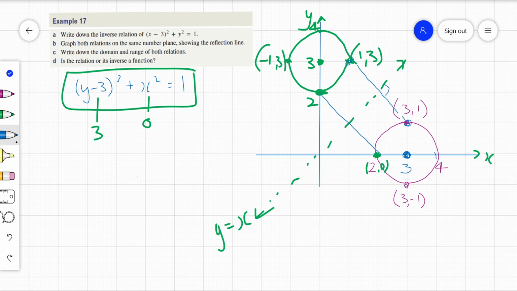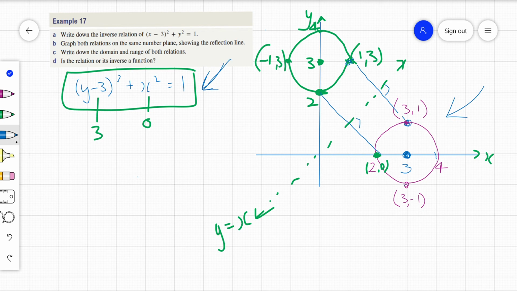So these lines, of course, will be perpendicular to that y equals x. So that's how we find the inverse graphically, and this is how we find it geometrically, this is how we find it algebraically.